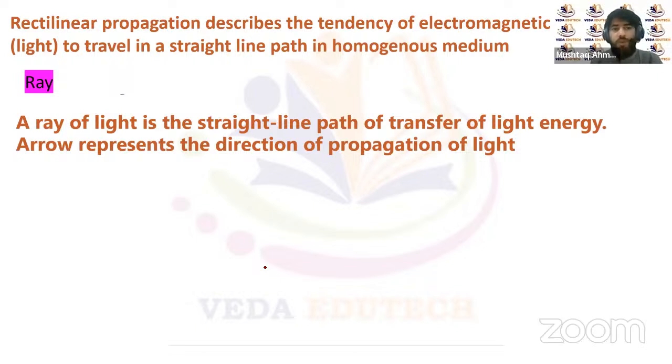There's a term we call rectilinear propagation. Rectilinear propagation describes the tendency of light, or of electromagnetic waves, to travel in a straight line path in a homogeneous medium. By homogeneous medium we mean, let's suppose we have this medium.